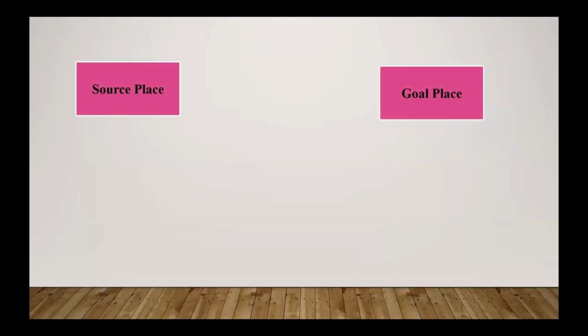So for example, we want to go from one place to another place. This is our source place, this is our goal place. Now in this case, there are three possible ways to reach the goal place. First one is the train. By train, the duration is 2 days and the cost is 5,000. This means we have to spend 5,000 by train for a 2 day duration to get from the source to the goal.